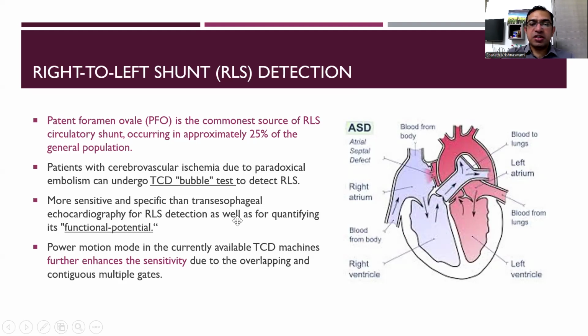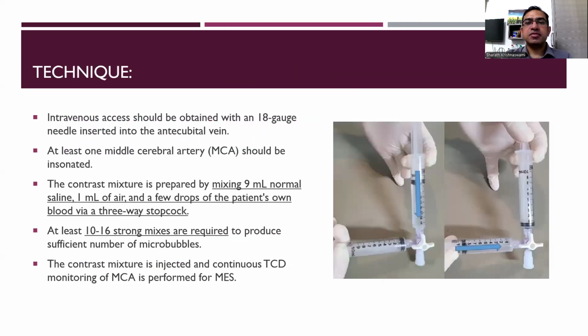Mostly a transesophageal echography can be used to detect the right to left shunt, but we can also use the transcranial Doppler because it is more sensitive and specific than the transesophageal echo in order to quantify the functional potential. We can also use the power motion mode in the TCD machines because it further enhances the sensitivity due to the overlapping and contiguous multiple gates.